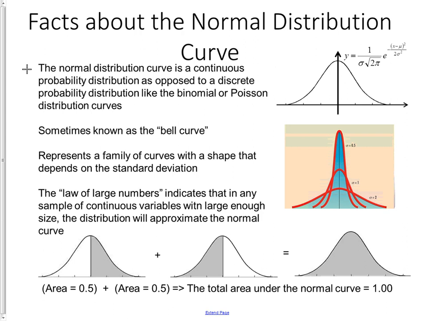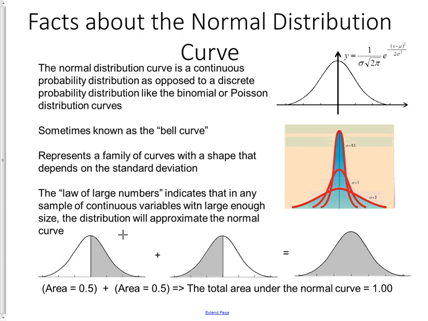But some facts about this curve are in order right here. So let's talk about one or two of these things. The normal distribution is a continuous probability distribution, as opposed to a discrete probability distribution like the binomial or Poisson distribution curves that we've talked about in the past. It's sometimes called a bell curve. It represents a family of curves that shape depends on the standard deviation, so we can have the same mean, but the standard deviation changes the shape of that standard normal distribution graph. So we want to make sure that we understand when we say the normal curve, we're talking about a family of curves based on the standard deviation.